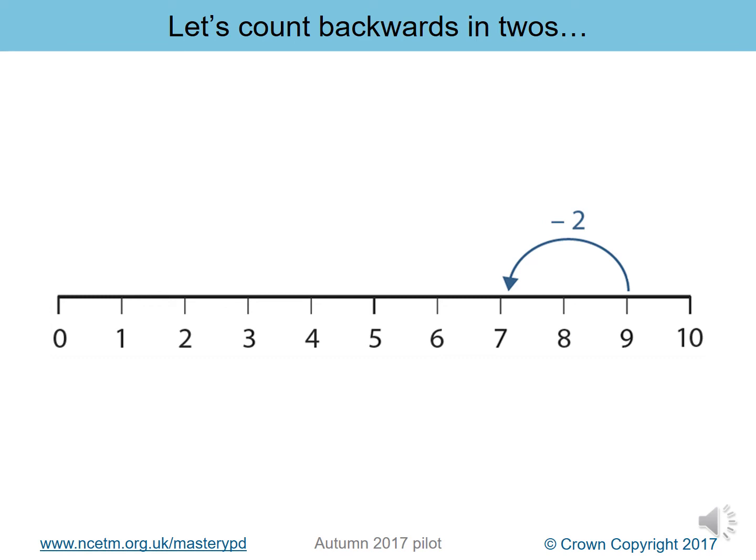What's the next number going to be if I take away 2? It's going to be 5. Then it's going to be 3. Then it's going to be 1. So if we have a look, if we take away 2 from an odd number, it gives us an odd number. Gosh, all these things to remember.